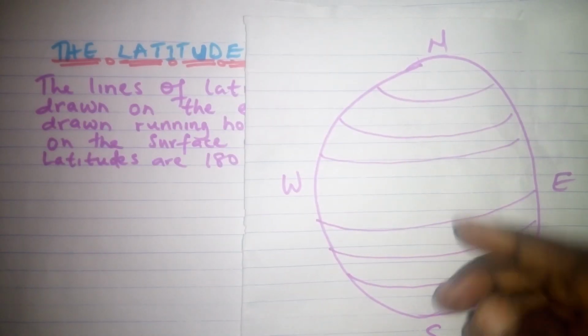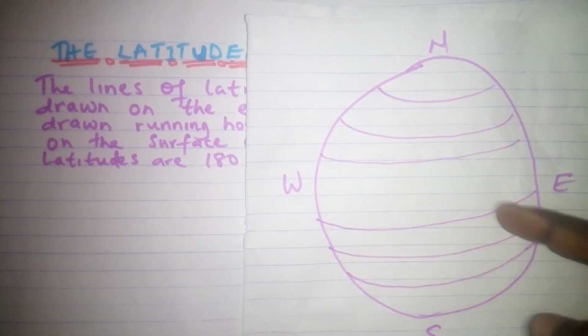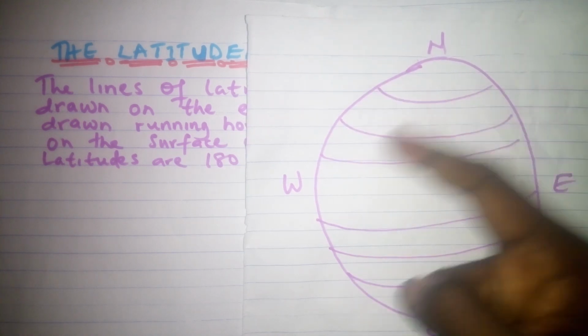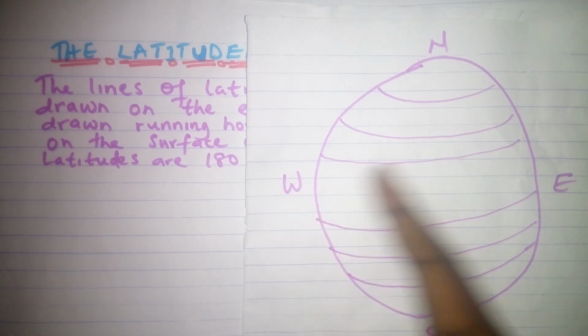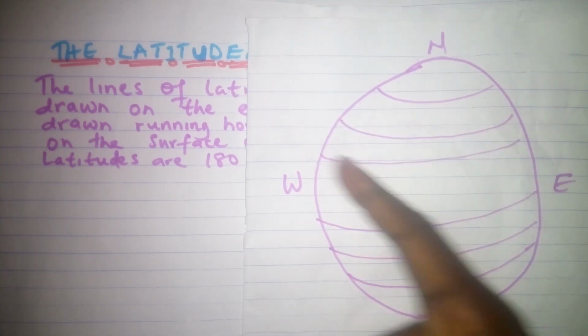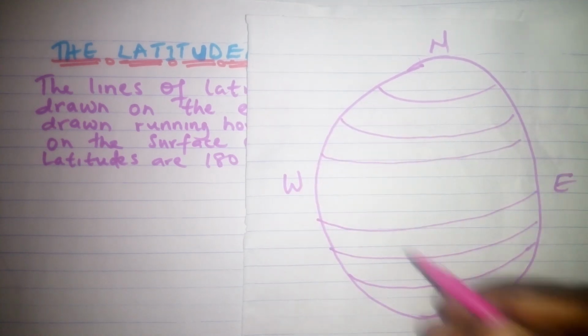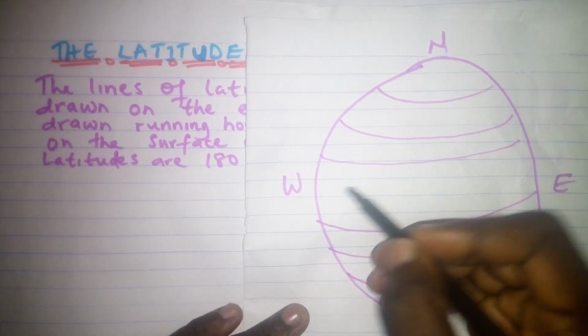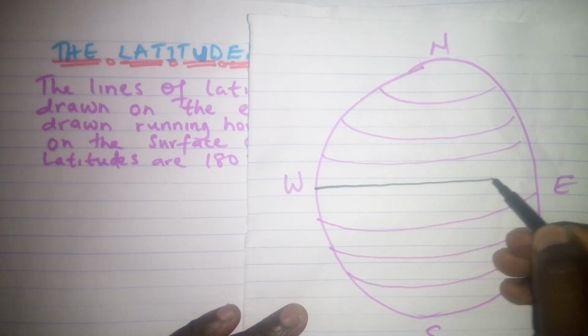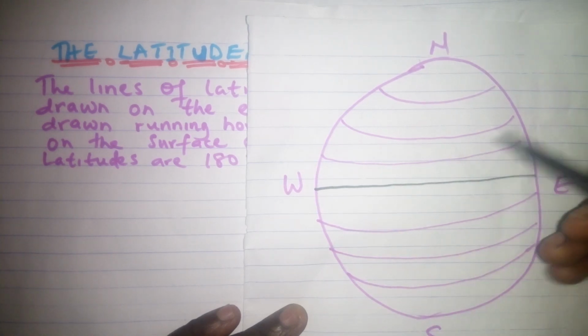But latitude is horizontal, and you are drawing it from west to east if you are drawing the lines for latitude. And there's a particular line, I've just said it now, it is called the equator. Let me use a different marker for that. It's called the equator, and it divides the whole 180. Don't forget that from here to here is 180 degrees.